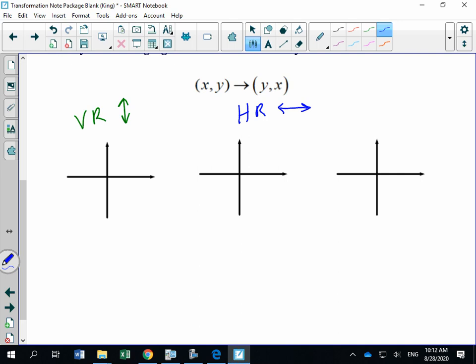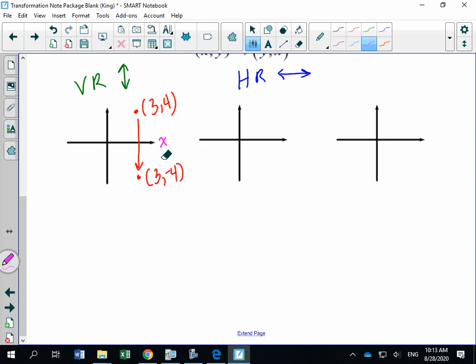Okay, so if I give you a point on a graph, and let's say that point was (3, 4), and I say have that point undergo a vertical reflection, that point will be reflected and the new coordinate would be (3, -4). Now the x-axis here acts as the mirror. So we say that this point was vertically reflected in the x-axis or about the x-axis.